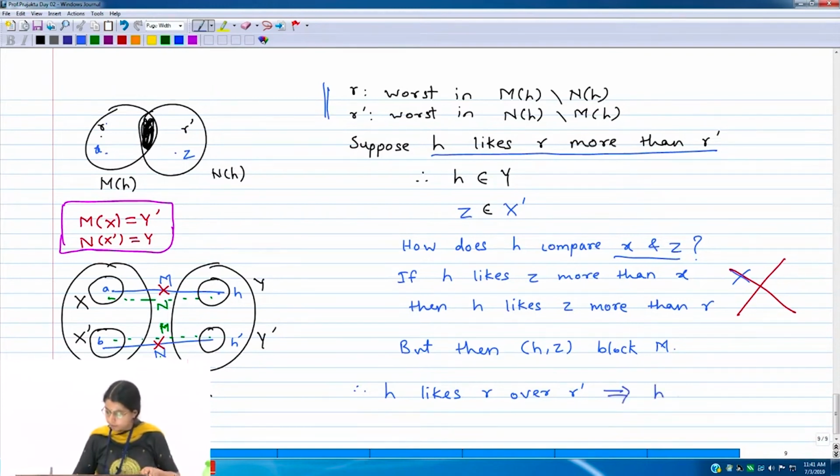implies that H likes everyone in M of H, ignoring the common part, over everyone in N of H. Again ignoring the common part.